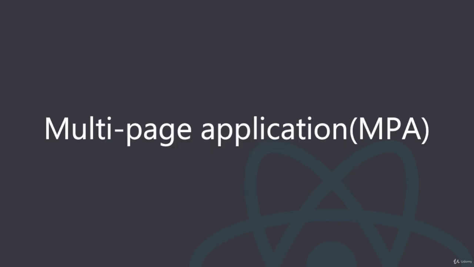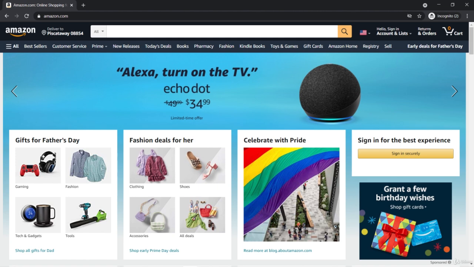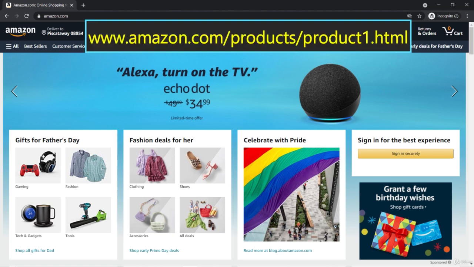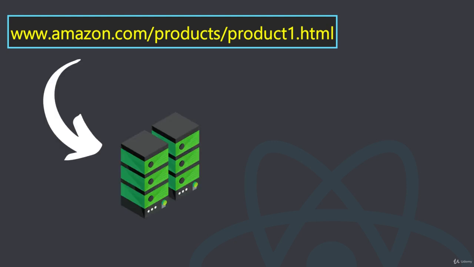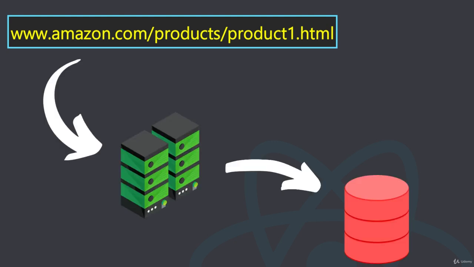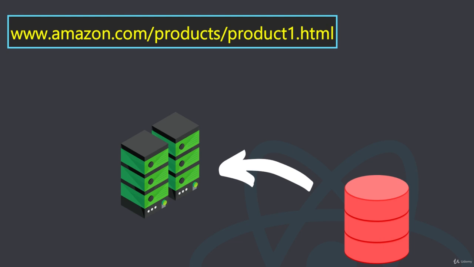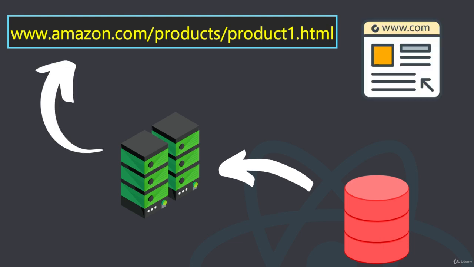In a multi-page application, when a client request is made, for example, you have a site amazon.com which has a products collection, and now let's say there is a URL product1.html. The product1.html is built or rendered on the server with the data, and it is delivered to the client for the browser to render further.